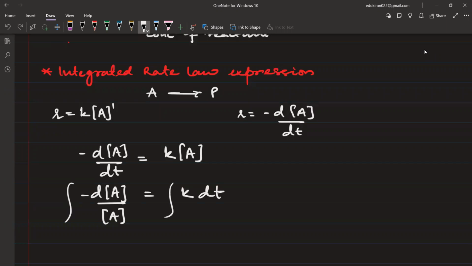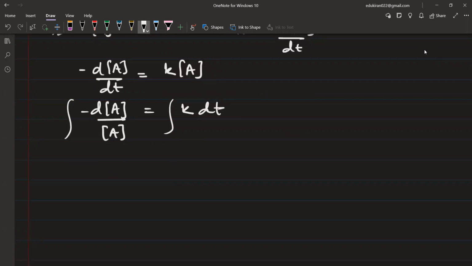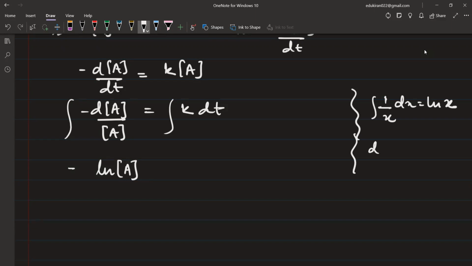After that, we can integrate both of these things. So the integration of 1 upon A is equal to ln A. The minus sign will be there as it is. Okay, so if you have something like this, integration of 1 upon x dx is equal to ln x, because the differentiation of ln x is 1 upon x. That's how it should be. So the integration of 1 upon x is equal to ln x with the natural log. This will be equal to, now k here will be there as it is, and you will get kt plus a constant.